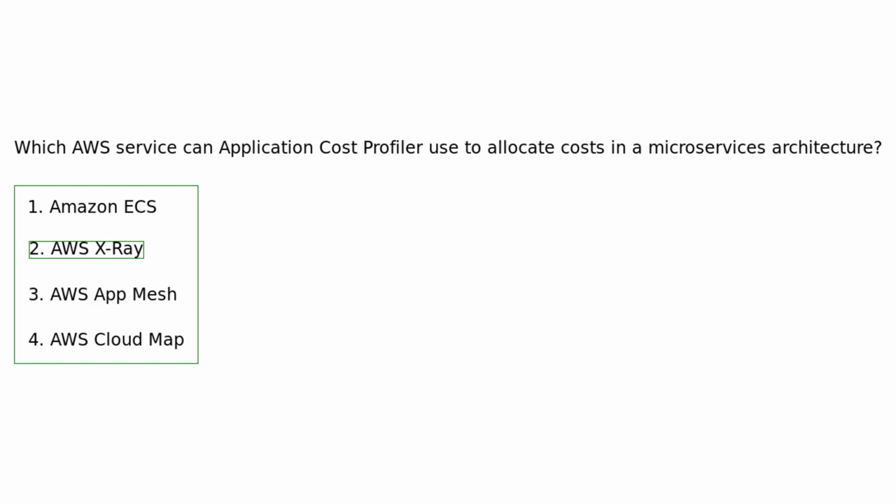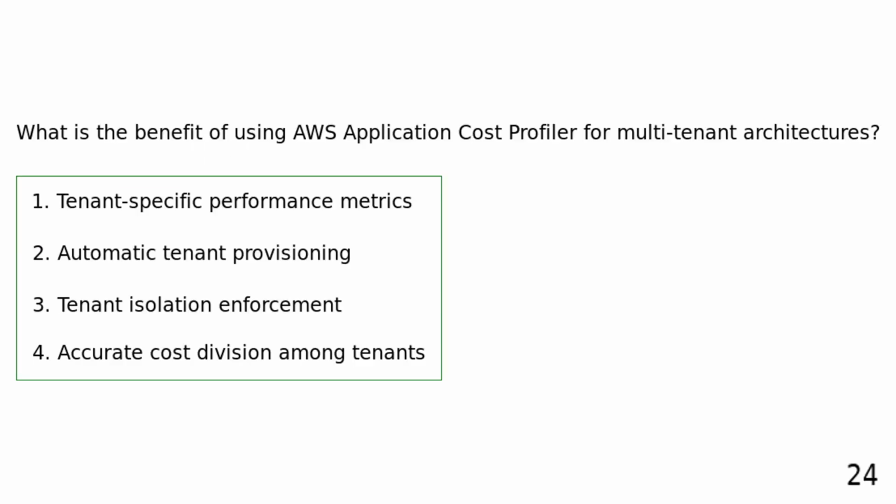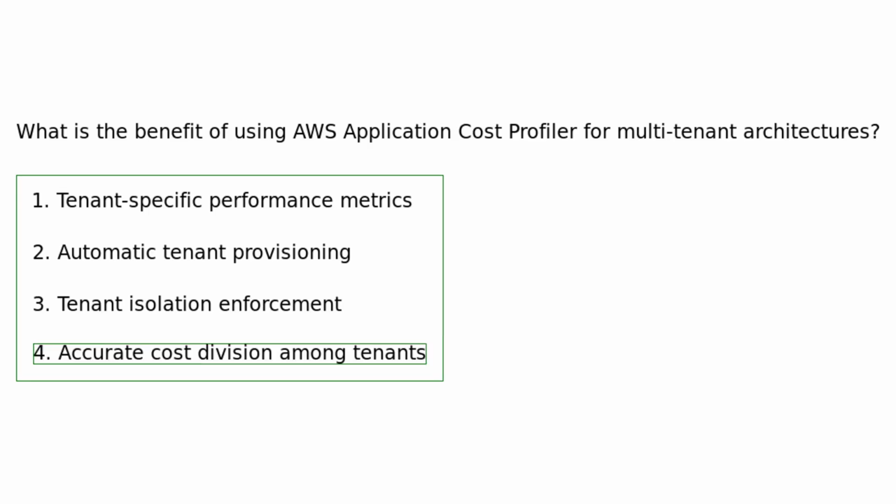What is the benefit of using AWS Application Cost Profiler for multi-tenant architectures? Tenant-specific performance metrics. Automatic tenant provisioning. Tenant isolation enforcement. Accurate cost division among tenants. In multi-tenant architectures, AWS Application Cost Profiler enables accurate division of shared infrastructure costs among different tenants, ensuring fair billing and cost transparency.